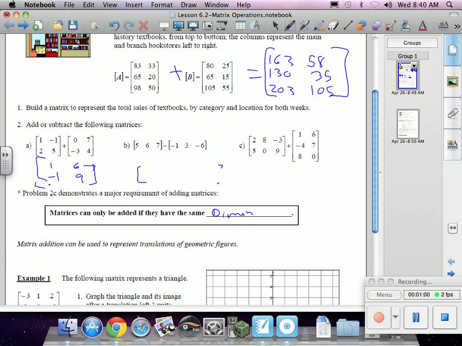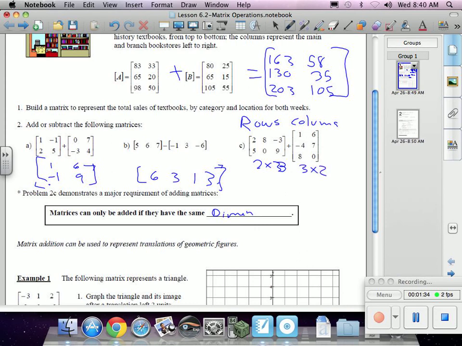Okay. So it would be 6, 3, and 13. Okay. Now this one we can't do because the dimensions don't match. What are the dimensions of this one? And remember, it's rows and then columns. So this would be a 2 by 3. And this would be a 3 by 2.